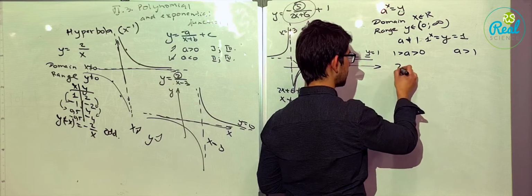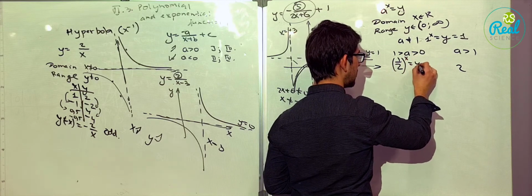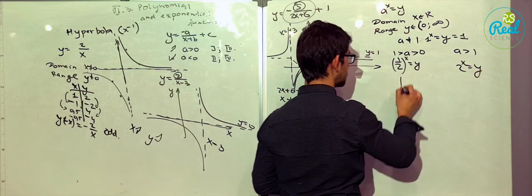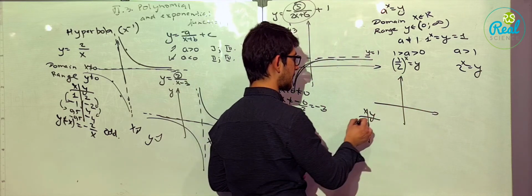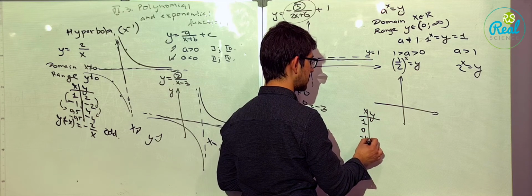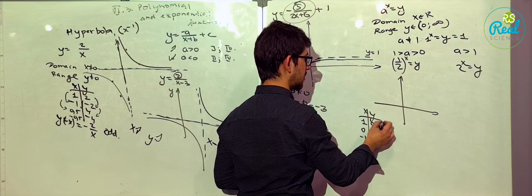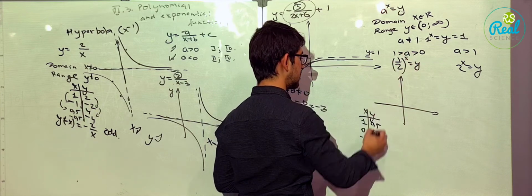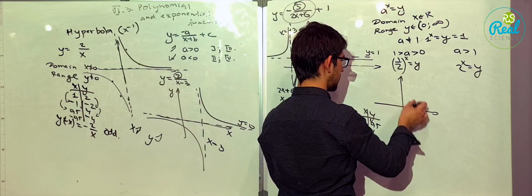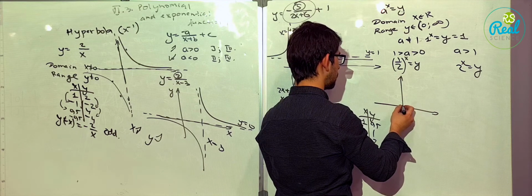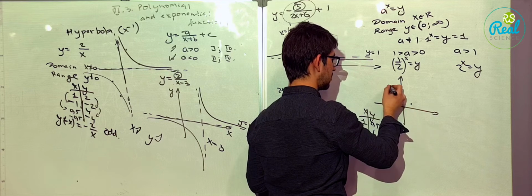Let's say your a is 2. Here it's 1 over 2. 1 over 2 on the power of x equals y. 2 on the power of x equals y. Let's draw their functions. Giving the values, first of all, creating the table. If your x is 1, 0, minus 1, what are the values that you are taking? For 1, it's going to be half. For 0, it will be 1. For minus 1, it's going to be 2, right? So let's give these points in our graph. 1, 0.5 here. 0, 1 over here. Minus 1, 2 over here, right?